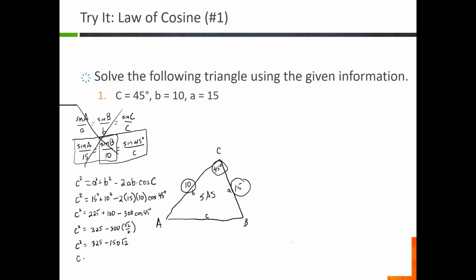So to find C, we're going to have to take the square root of both sides. So it's going to be the square root of 325 minus 150 square root of 2. Which, using a calculator, comes out to be approximately 10.62. Okay, and again, that's rounded to 2 decimals. So we know side C here is 10.62.